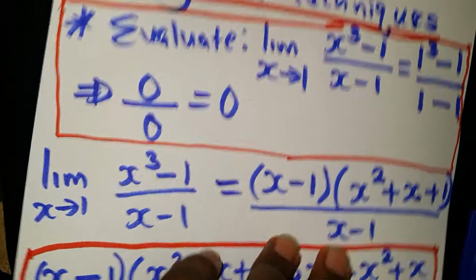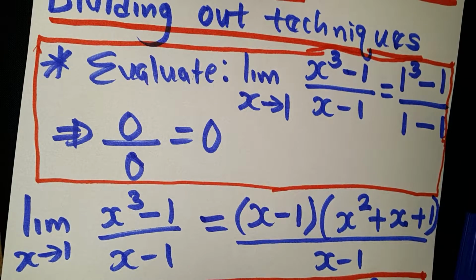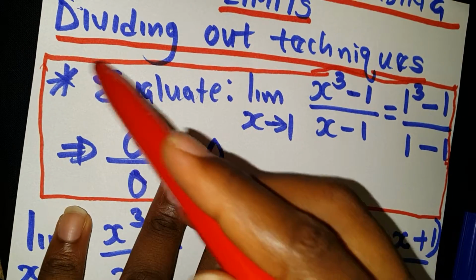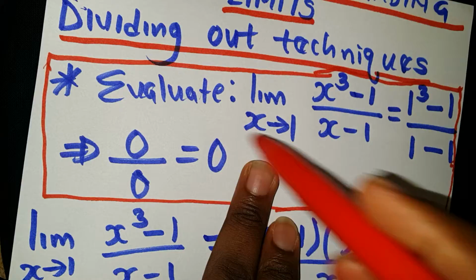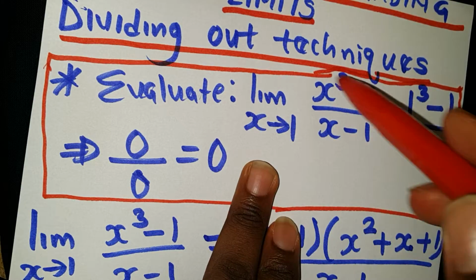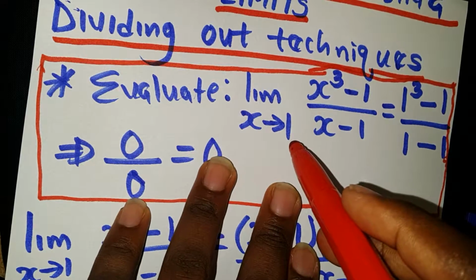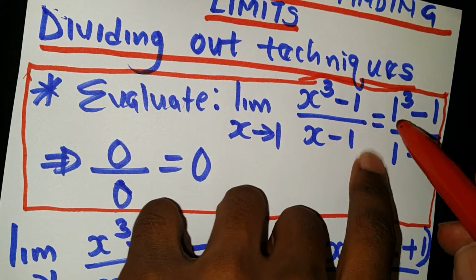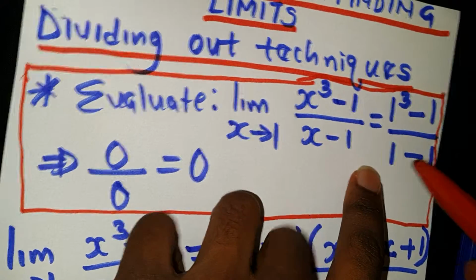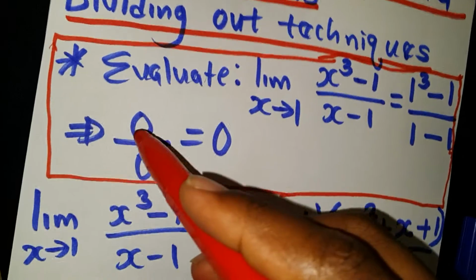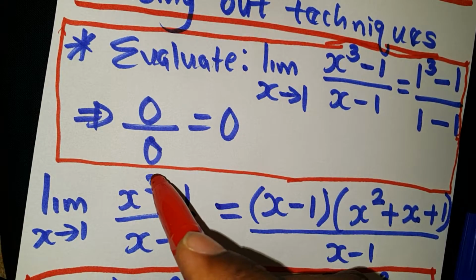So that's our first example. What did we do here? We are given this function and asked to evaluate this limit. The first thing you have to do is to plug in what x is tending to. You plug in 1. We have 1 cubed minus 1 divided by 1 minus 1, and we see that our answer is 0 divided by 0.